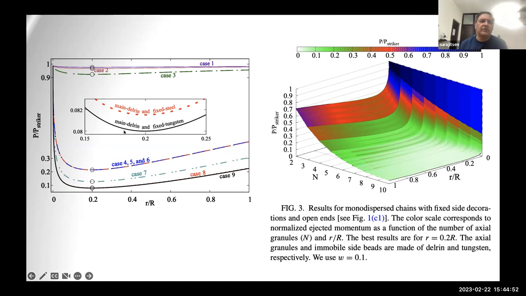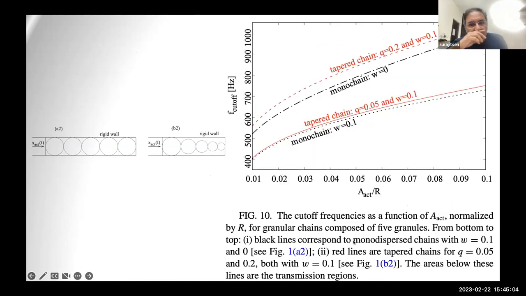And it is indeed for Delrin. Delrin is the big particle, and tungsten is the small fixed particle. So I said it wrong. My apologies. So anyway, moving on.